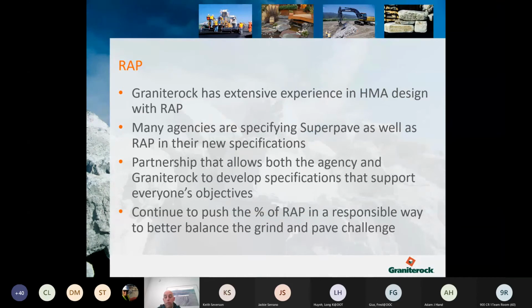I think the key to this would be to have a partnership where agencies and the HMA suppliers could work together to figure out what works in that certain climate, what works for your traffic levels, what kind of jobs you're doing, and build specifications that are responsible, provide a good quality product, but at the same time help us utilize more RAP. If we're going to continually grind and pave, we've got to figure out a way to utilize more RAP. Otherwise, it's going to get to a point where it's going to be very, very expensive to try to figure out how to manage this.